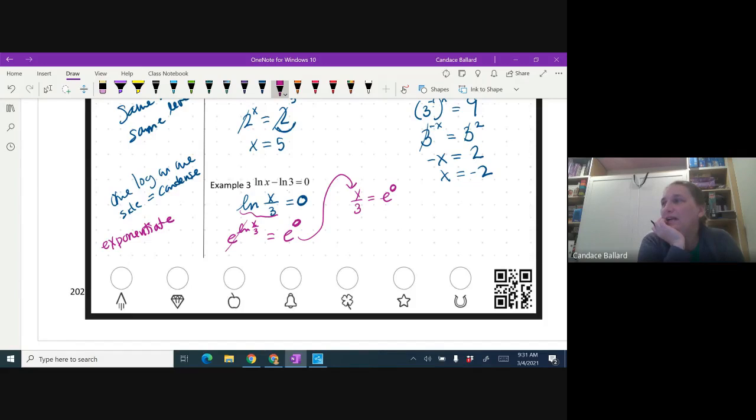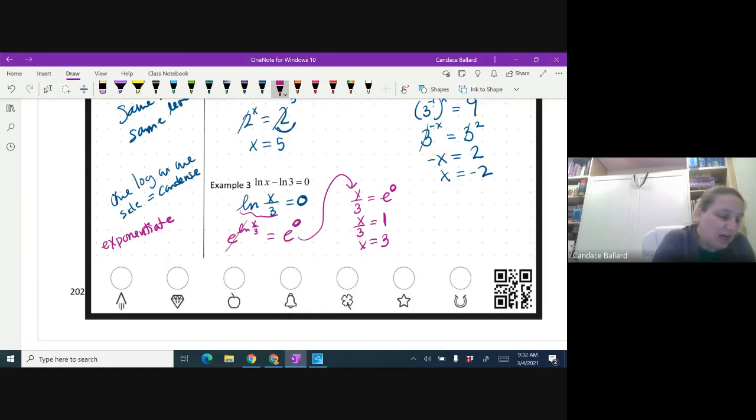All right, nice job. It is equal to 1, okay? It's not equal to 0. It's equal to 1 because there's only one way I can get e to the 0 power. So I'm going to rewrite that as 1. So we get x over 3 equals 1. And then I'm going to go back to my pre-algebra algebra rules, and I'm going to multiply both sides by 3. So I get that x equals 3.